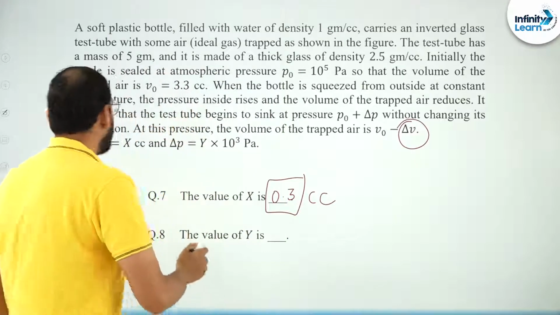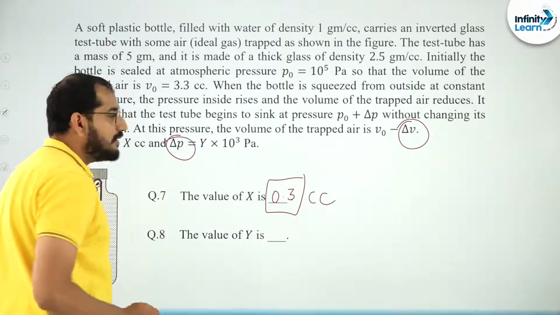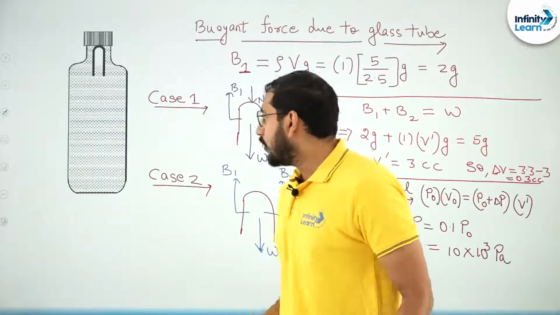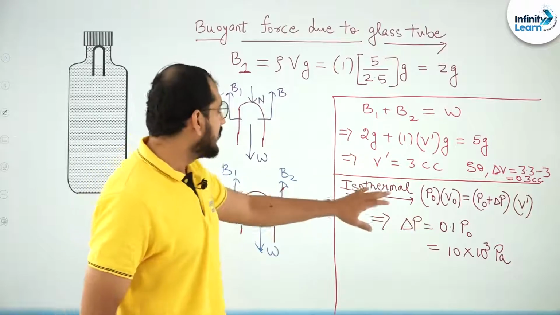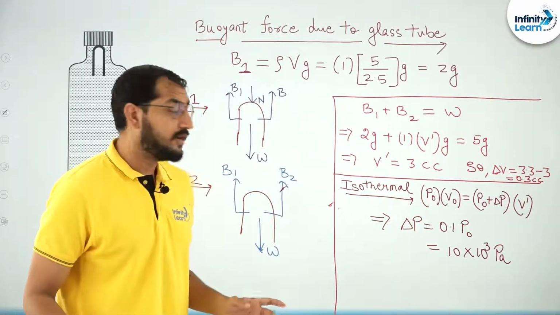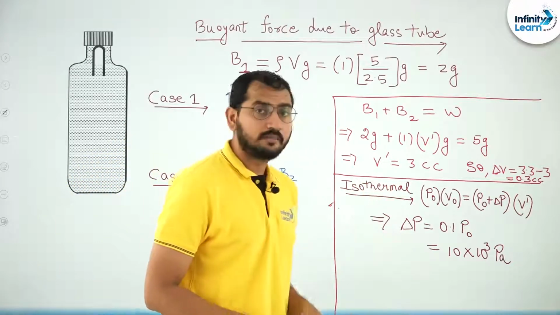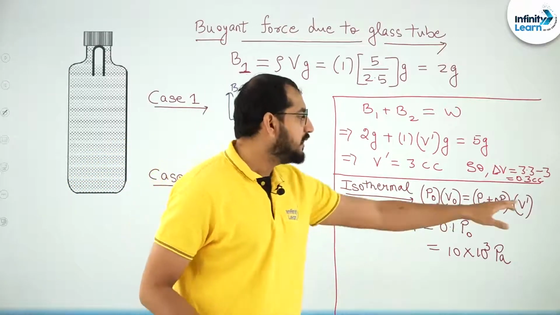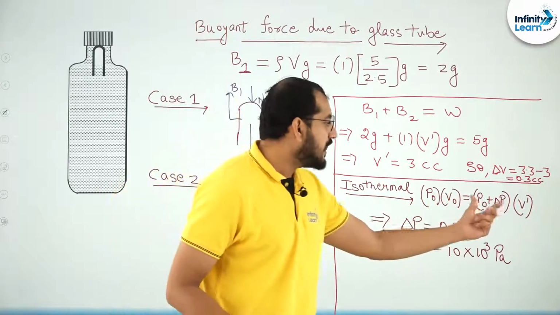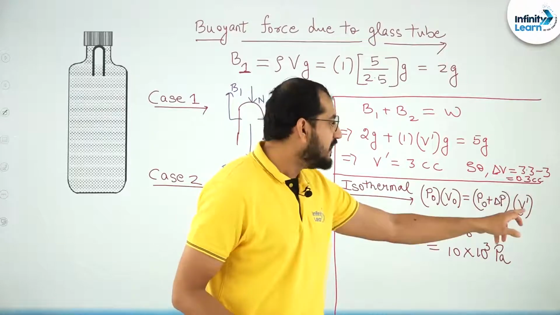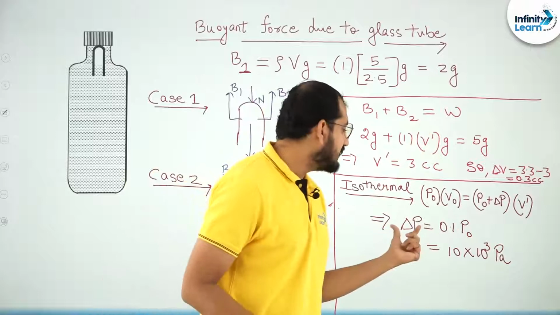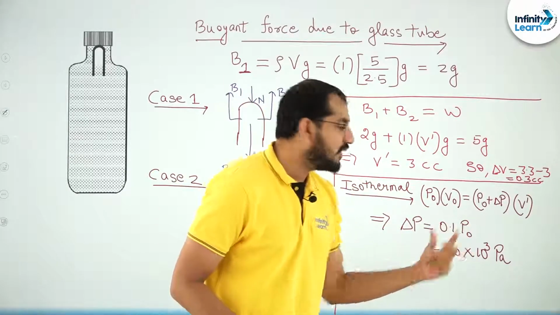For question number 8, I want to calculate the value of delta P for which this just sinking condition will occur. It is given in the question that the trapped air will not have any change in its temperature. That means it is going to be an isothermal process. So I have applied P1 V1 equal to P2 V2. P0 V0 are my initial pressure and volume, and P0 plus delta P is my final pressure. V dash is the final volume of the trapped air. After putting in all these values, I get delta P equal to 0.1 into P0.